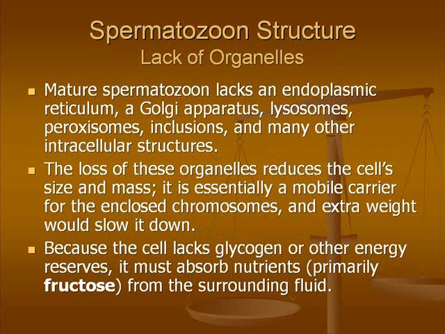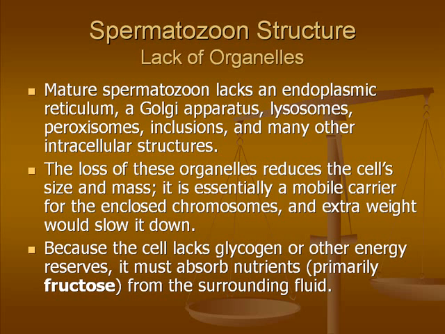Regarding spermatozoan structure, we see that it lacks endoplasmic reticulum, a Golgi apparatus, lysosomes, peroxisomes, and inclusions. Many of those intracellular structures that the rest of our cells do have. The loss of the organelles reduces the cell size and mass, and so it's essential as a mobile carrier for the enclosed chromosomes; the extra weight would only slow it down. Sperm have to move pretty fast.